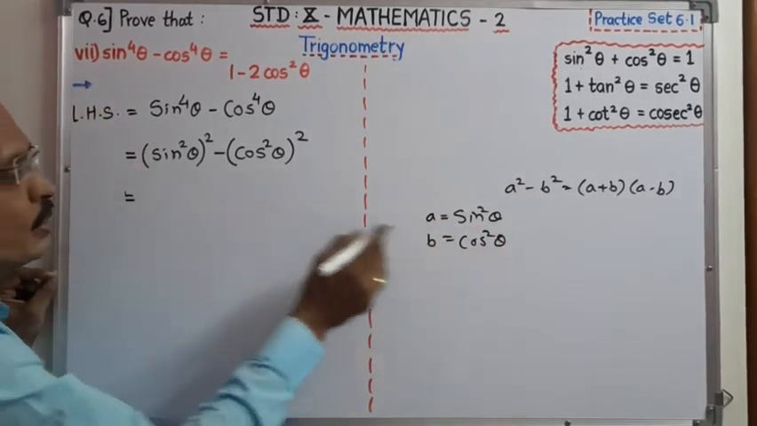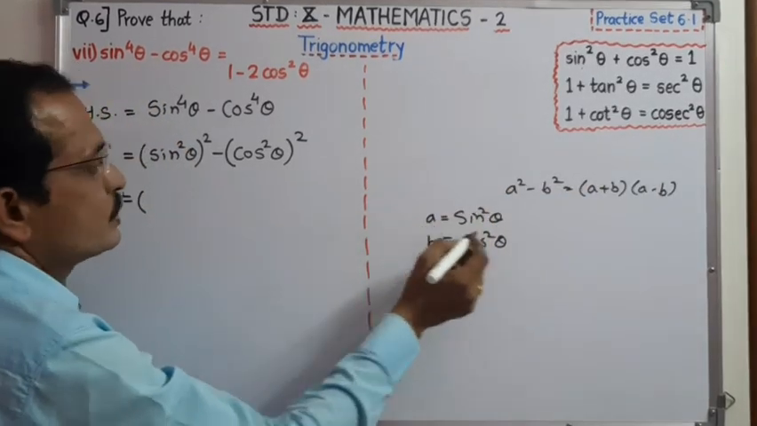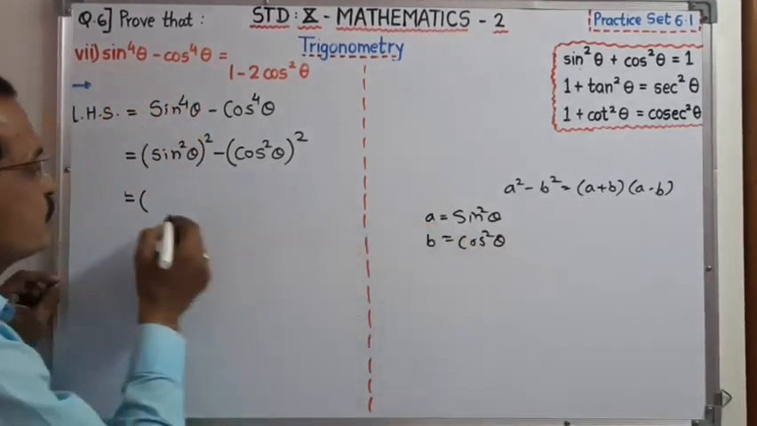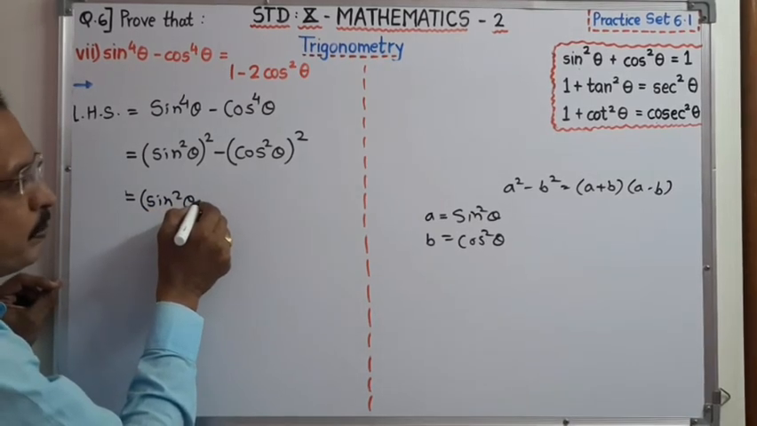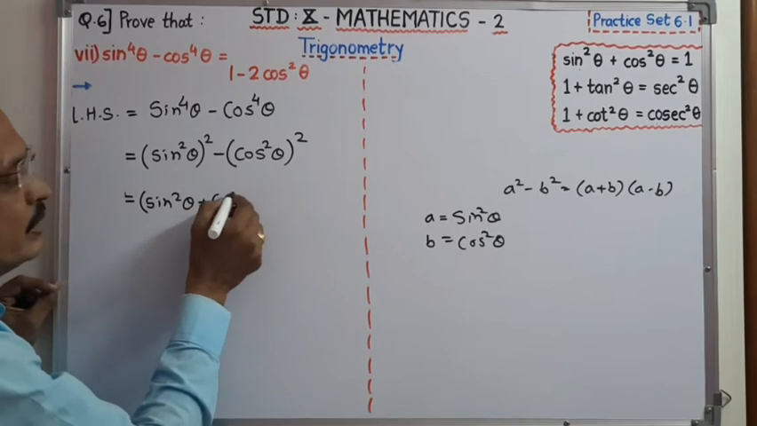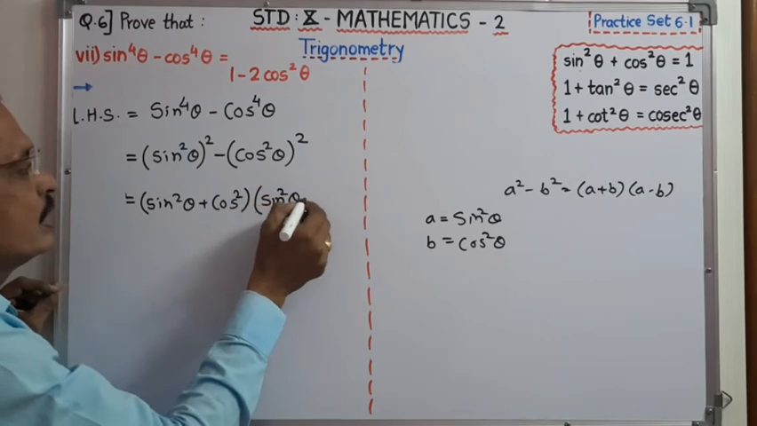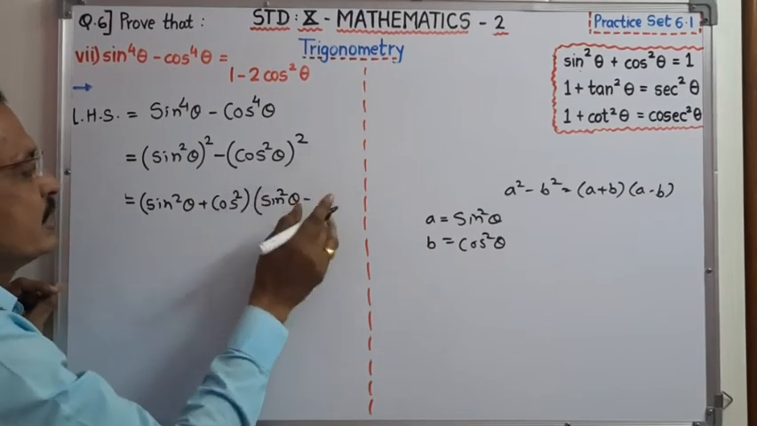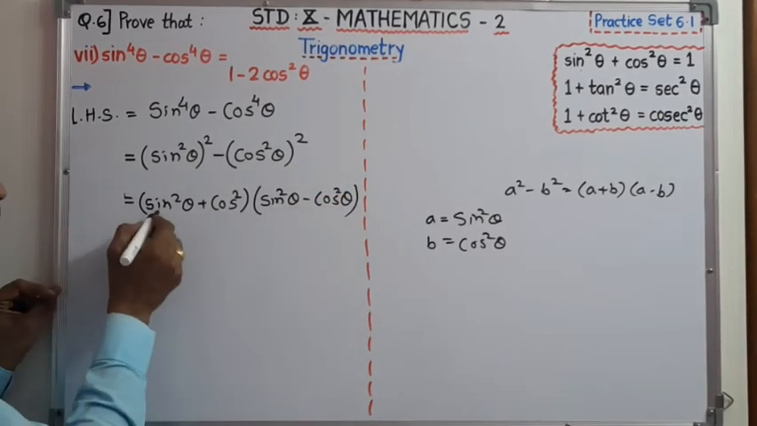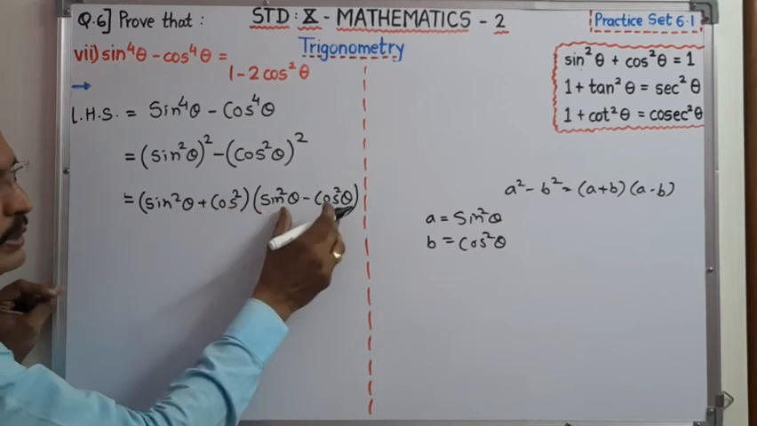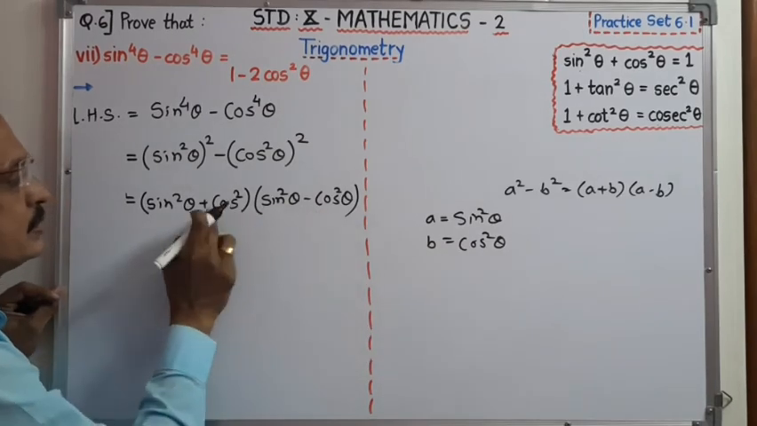Therefore, dear student, instead of this we can write in first bracket, see dear student, a plus b. A plus b means we have to write sin square theta plus cos square theta. In second bracket, we can write sin square theta minus cos square theta. Got it, dear student? Here it is a plus b and here it is a minus b. A means sin square theta, b means cos square theta, and here it is minus.